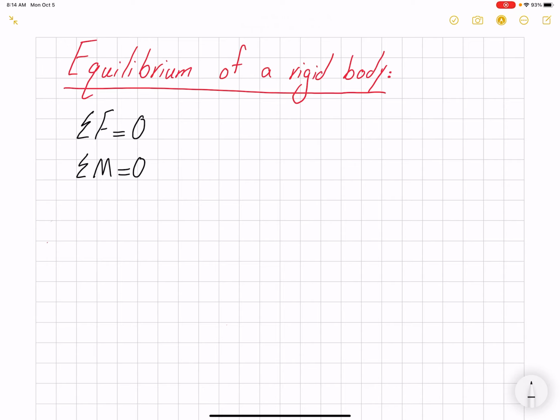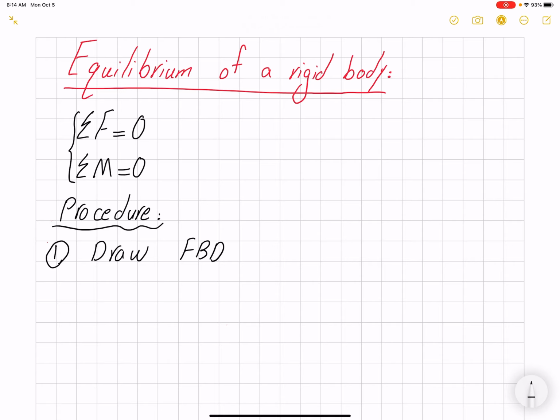For equilibrium of a particle, we didn't have any moment because dimensions were negligible. But here we have another set of equations, which are the moment equations. So to solve an equilibrium problem, the procedure is very similar to equilibrium of a particle. The first step is to draw a free body diagram.